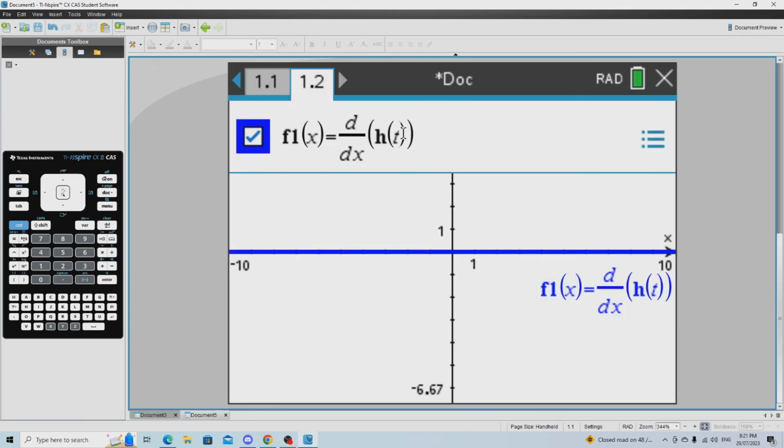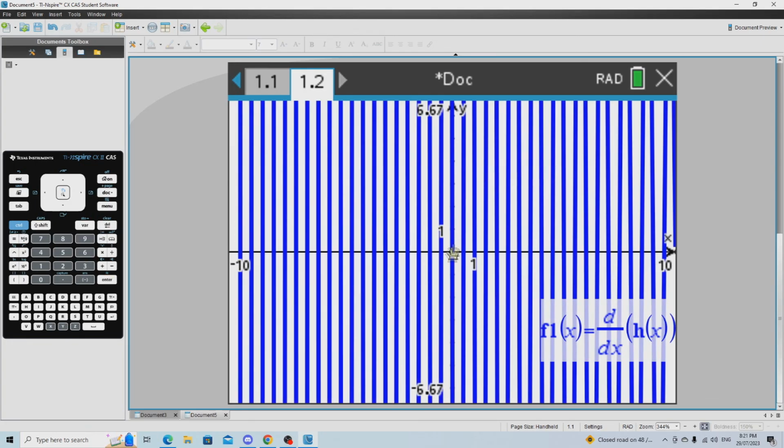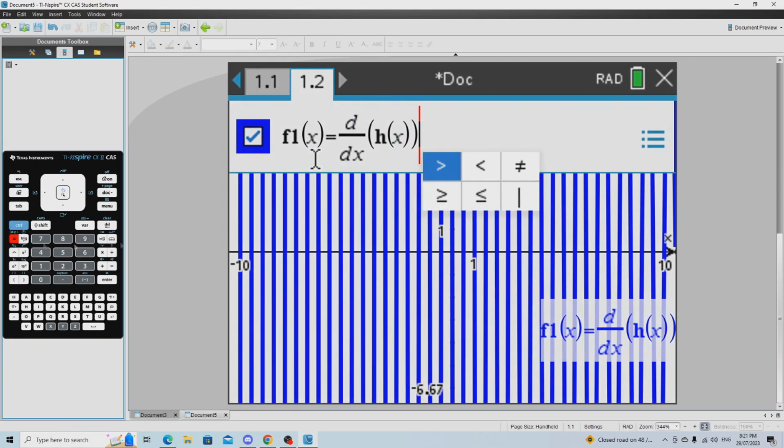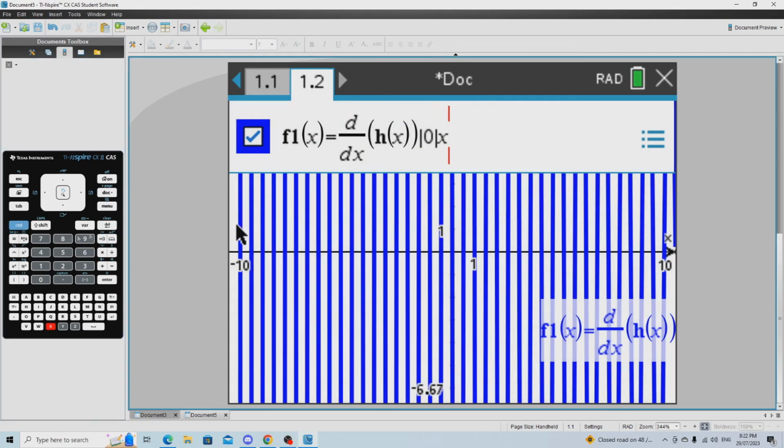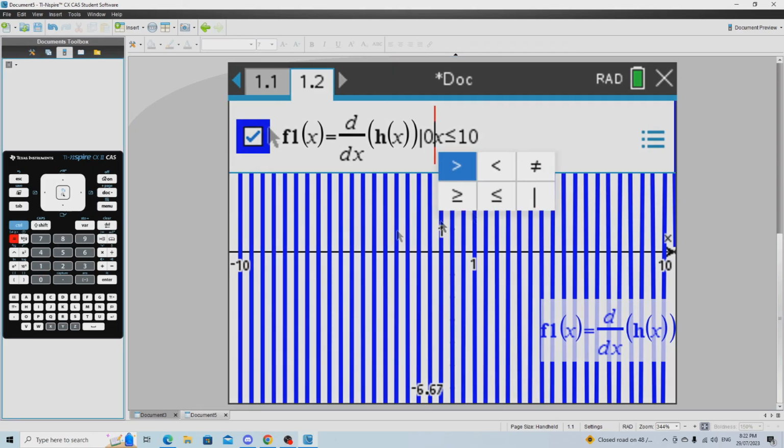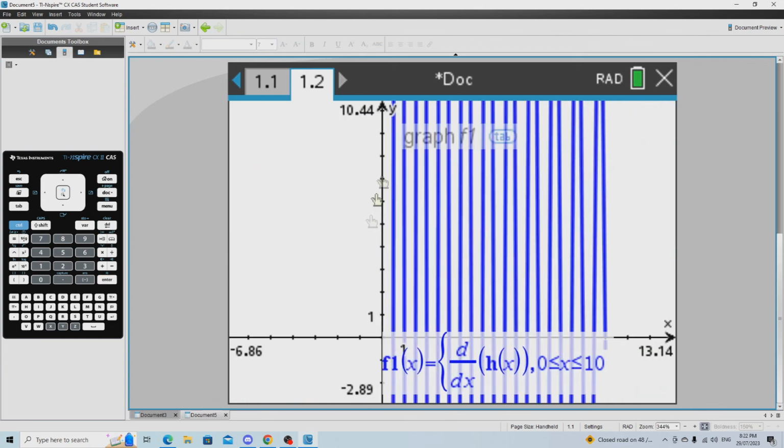Why have I done here? It's supposed to be h on x. We want to make sure it's from 0 to x, to 10. Okay, so that will give us, all right.